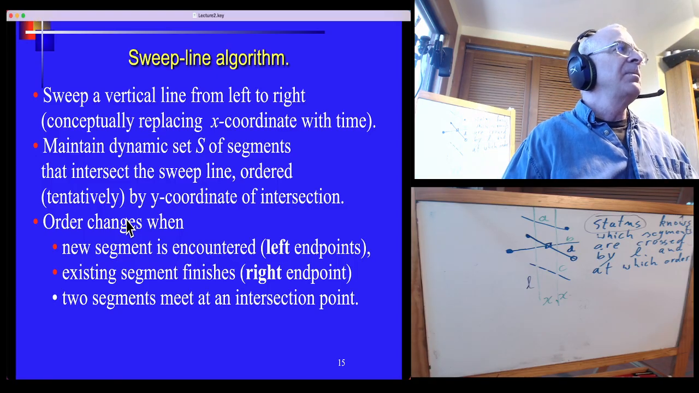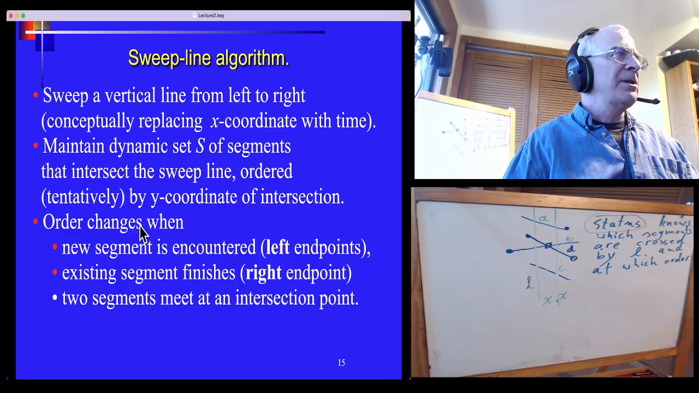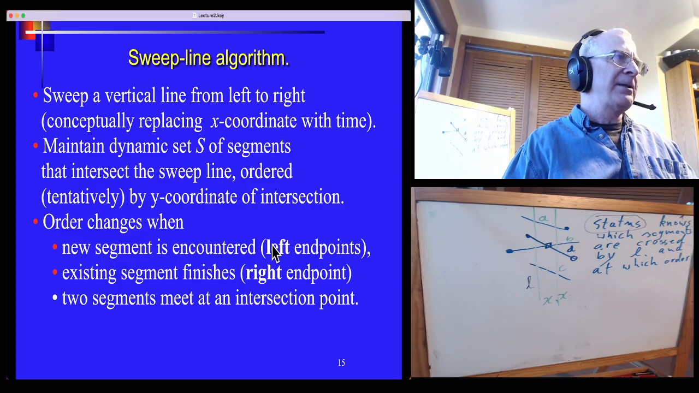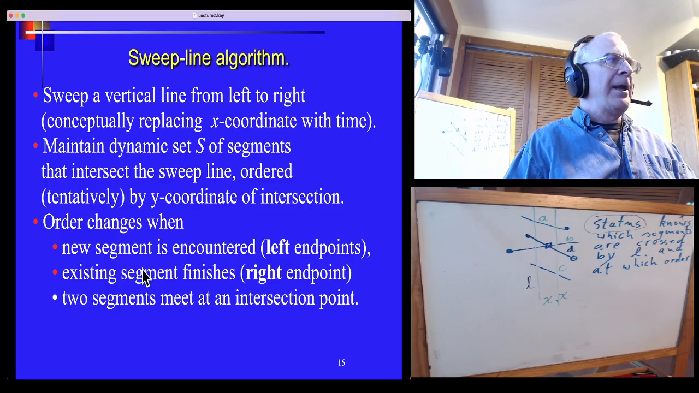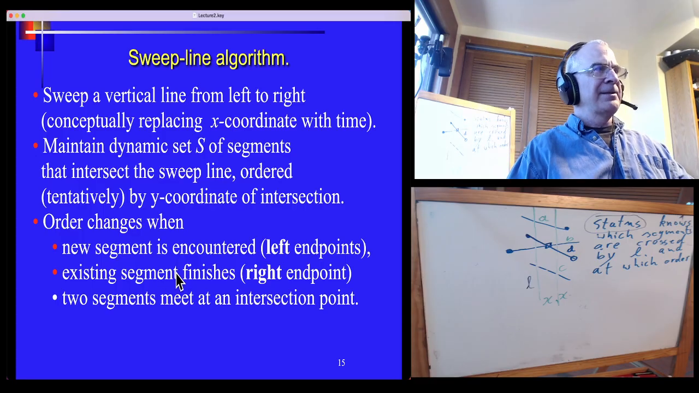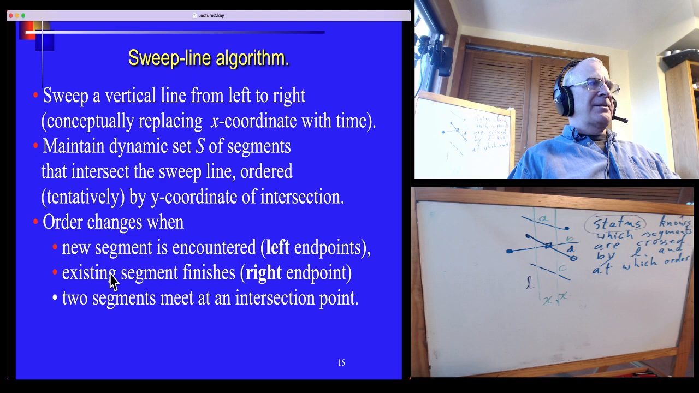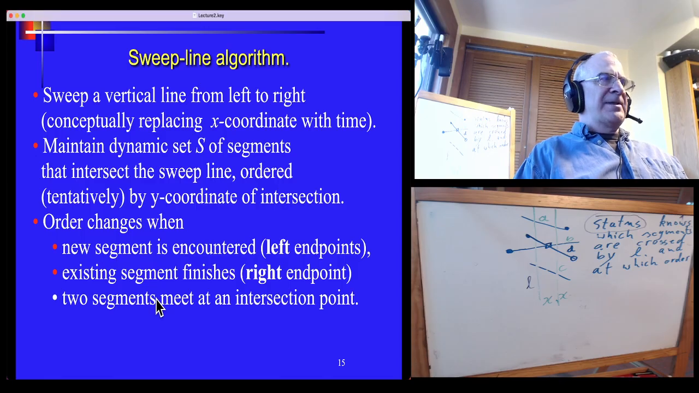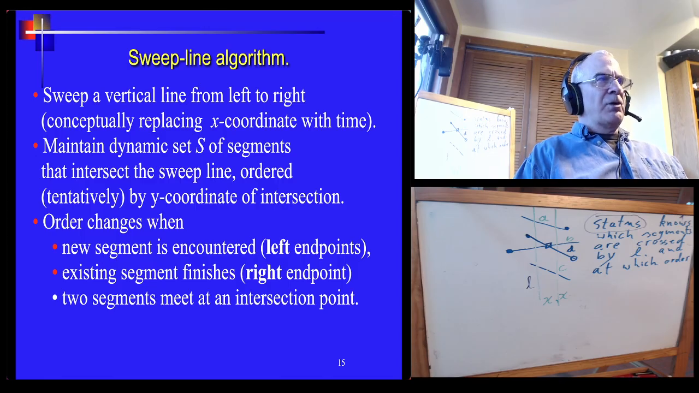The order changes when a new segment is encountered, the segment is born, that is the left endpoint. Or a right endpoint is encountered, that is the line sweep just hit the rightmost point of a segment, the exiting or death event. And the third type of event is when two segments intersect, cross each other.